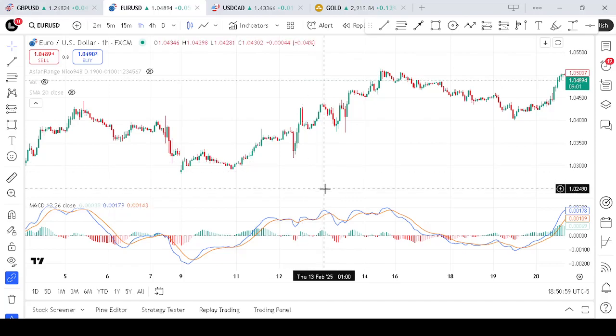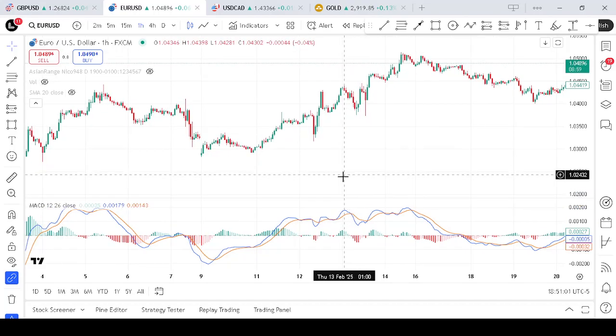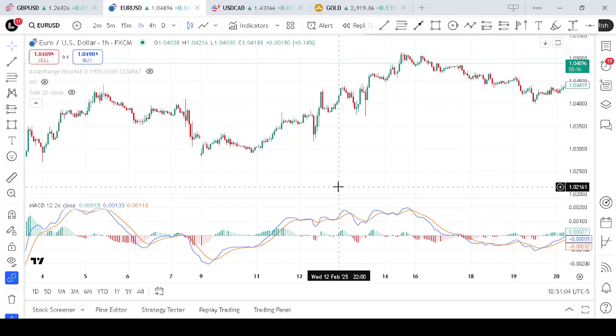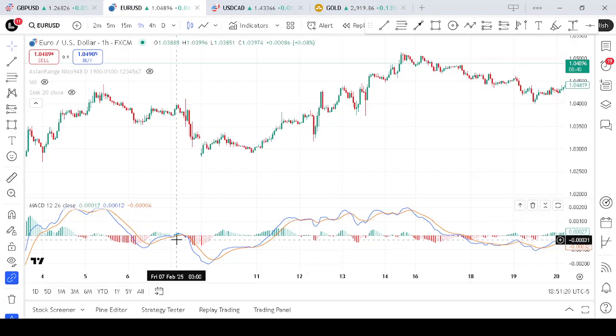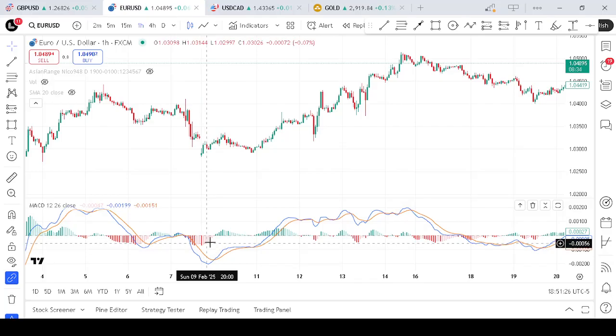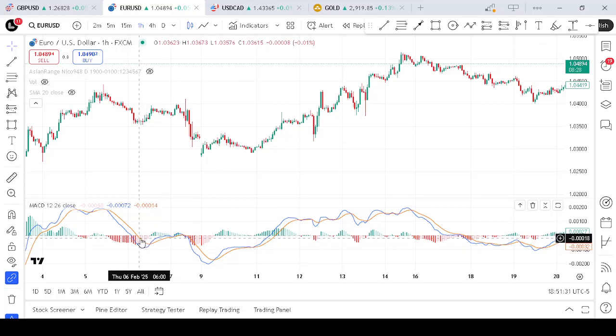Now let's look at the MACD overview. The MACD, or moving average convergence divergence, is a versatile indicator used to gauge momentum and trend strength in the forex market. It consists of three main components: the MACD line, the signal line, and the histogram.